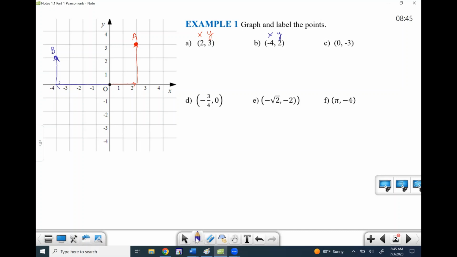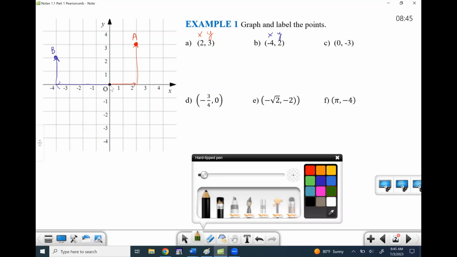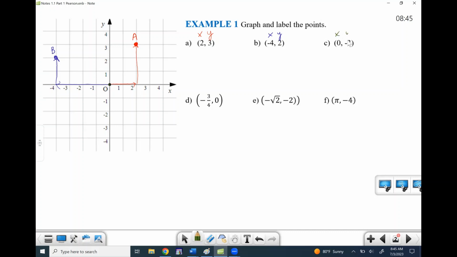Now for C, we're going to go 0. So I'm not going to move in the X direction. But in the Y direction, I'm going to go negative 3. So I'm going to go down 3 spaces. So I should be on the Y axis because the negative 3 is in the Y spot. These are the ones students miss the most when there's a 0. Okay, so just think, it's in the Y spot. I better be on the Y axis.